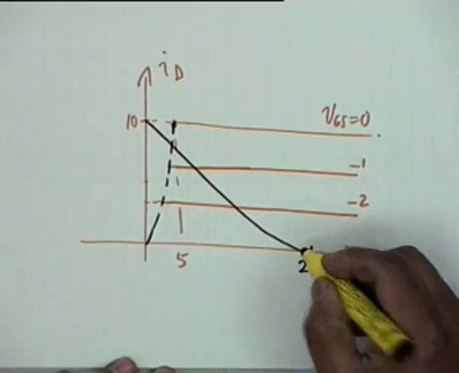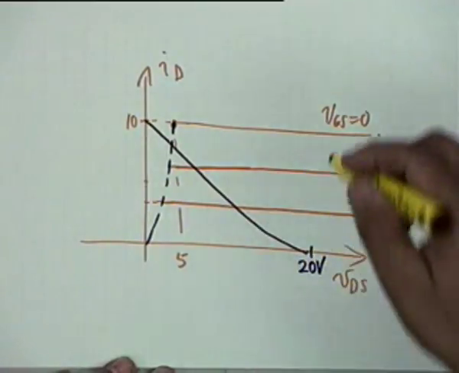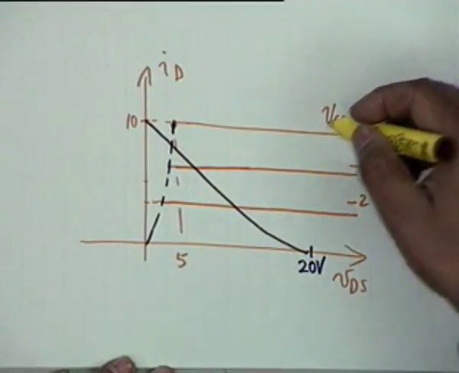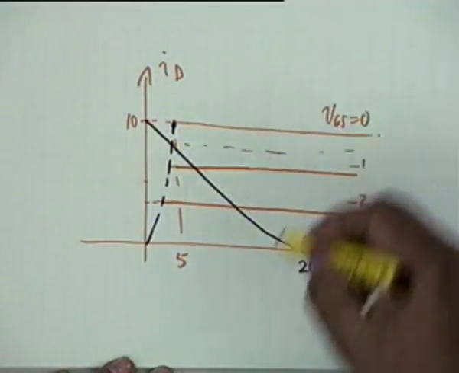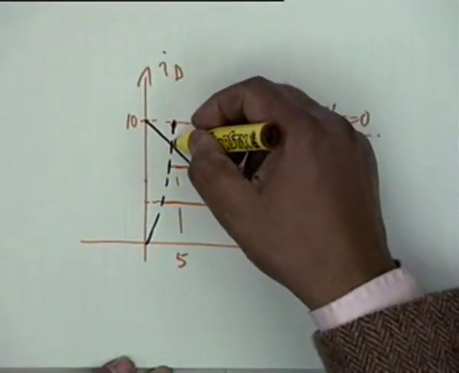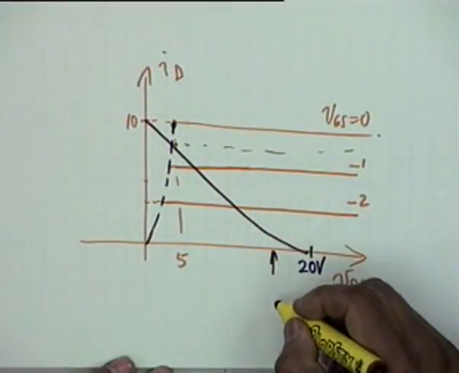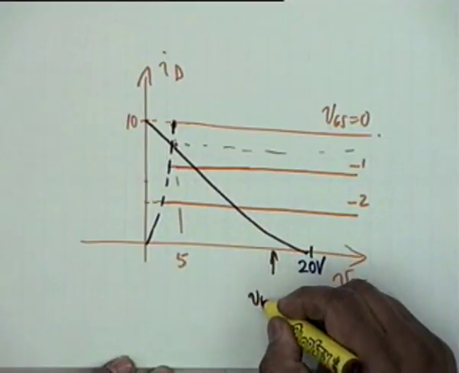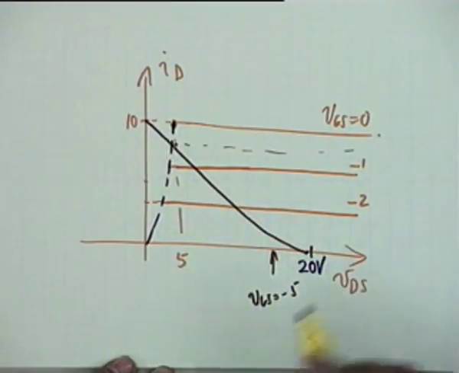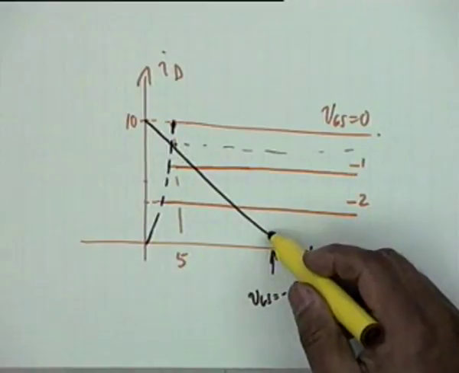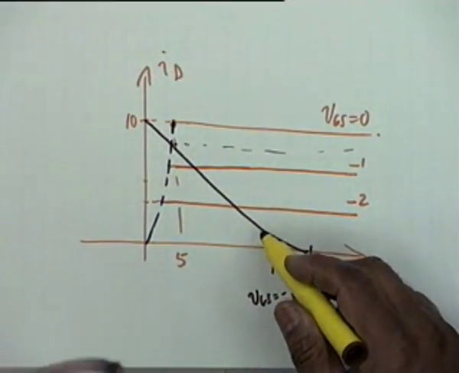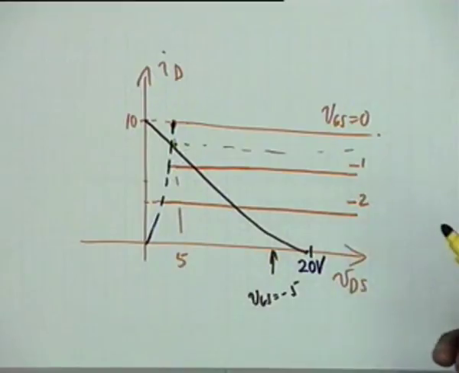It touches at 20 volt, and you now see that VGS cannot be 0. It must be restricted to a value between this value and minus 5. Whatever this value is, you can find it graphically or analytically, I don't care. What is the slope of this line? Minus 1 by RD plus R sigma.